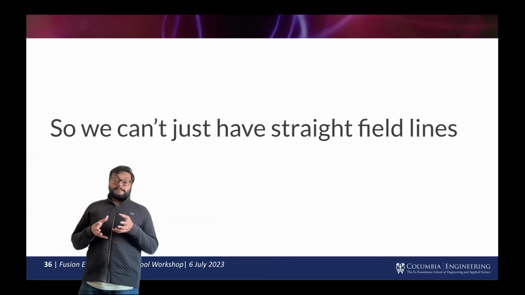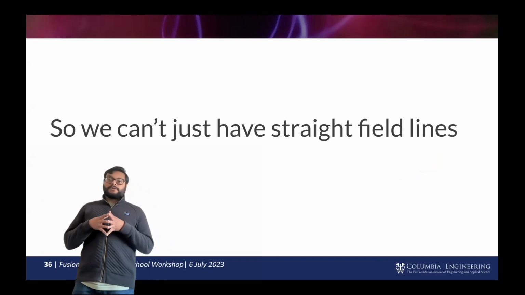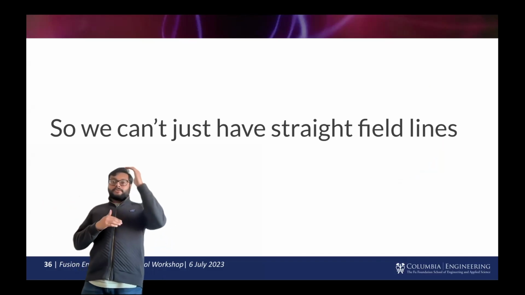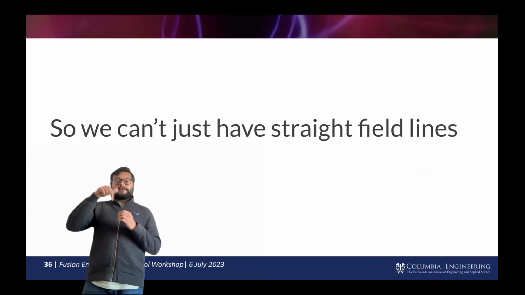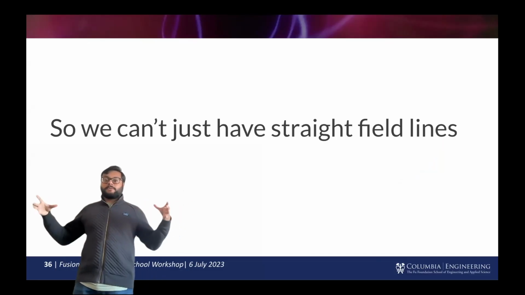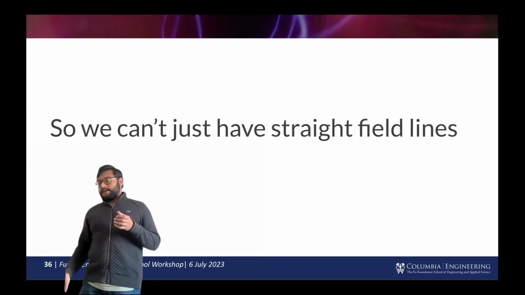And so you can't just have straight field lines, because then you end up having these drifts. So your ions and electrons will essentially create this charge separation because of this gravity drift, and then that will create an electric field, which then creates this E cross B drift that drives your particles outward, out of your plasma. And so they don't stay confined.